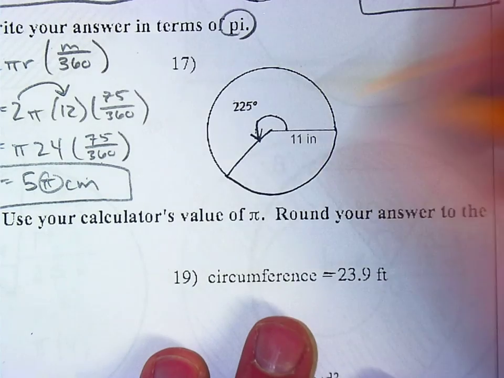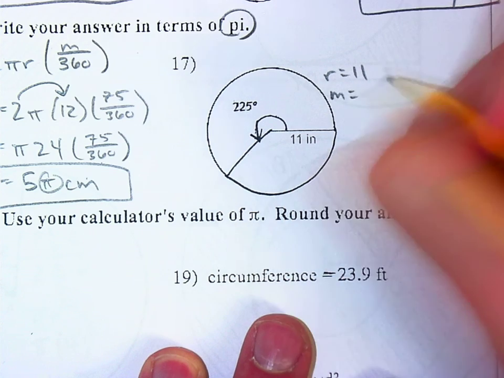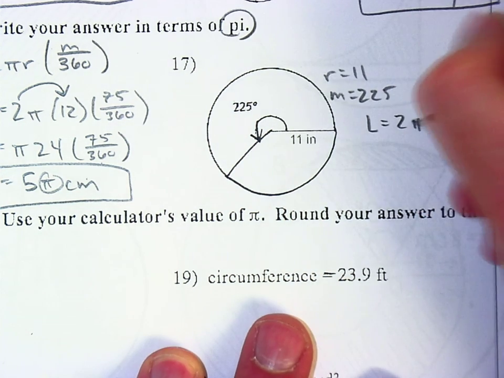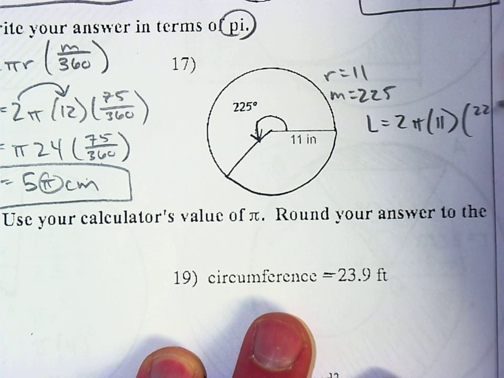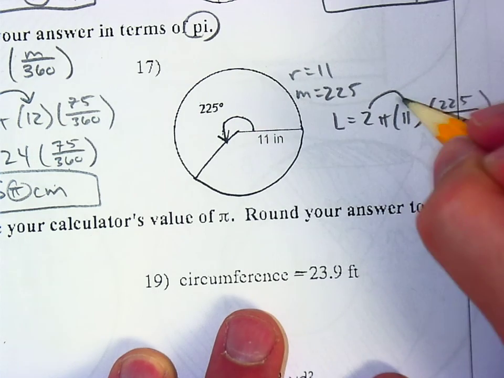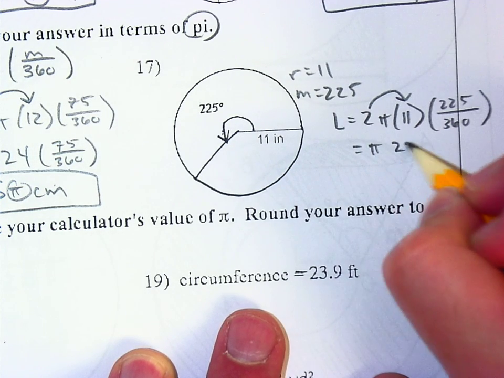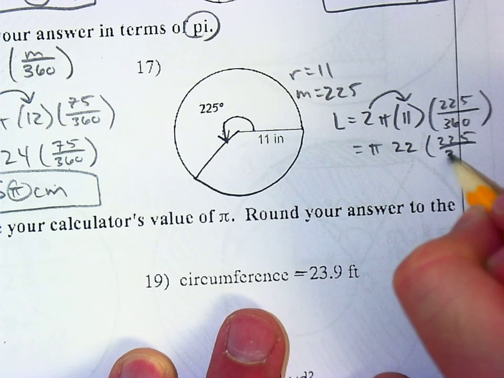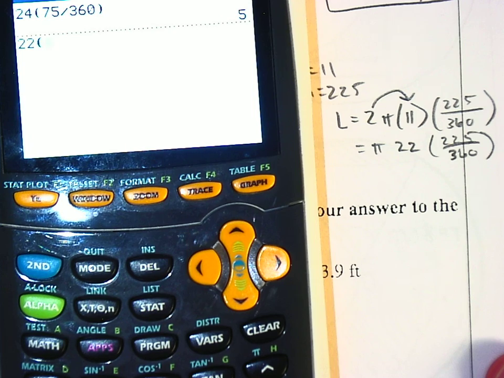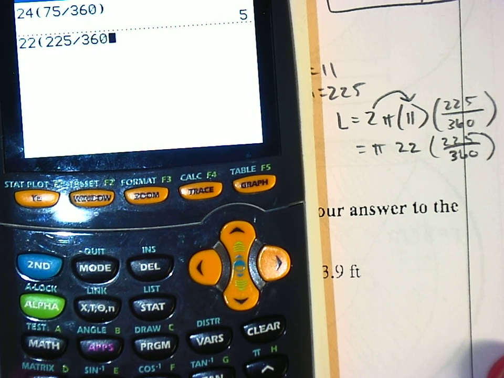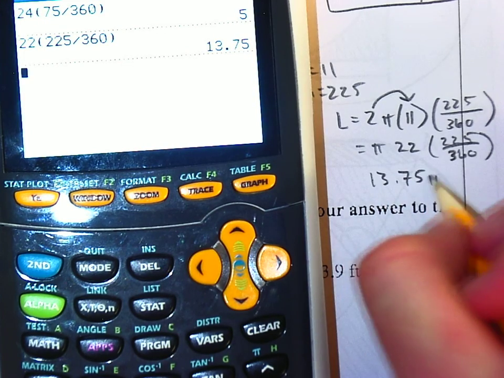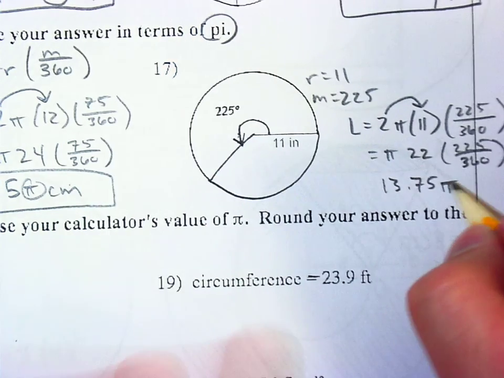Then last one, 17. R is 11. M is 225. So L equals 2 pi times 11 times 225 over 360. And multiplying into these parentheses here, I don't know how to simplify that real quick, so just leave it as it is. So 22 times 225 divided by 360. That's 13.75 pi, and our units are inches.